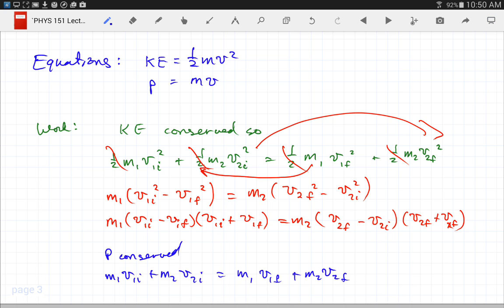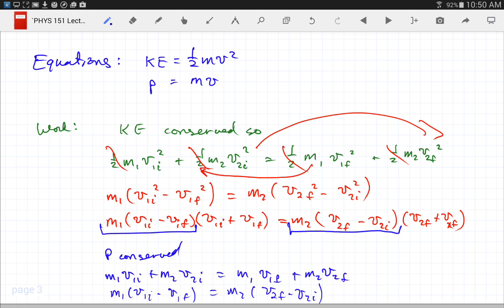I have that equation. Now, rearranging in the same fashion as was done above, I have m1 times v1 initial minus v1 final equals m2 times v2 final minus v2 initial. And this is where I see that is the left side of my momentum equation. And this is the right side of my momentum equation.